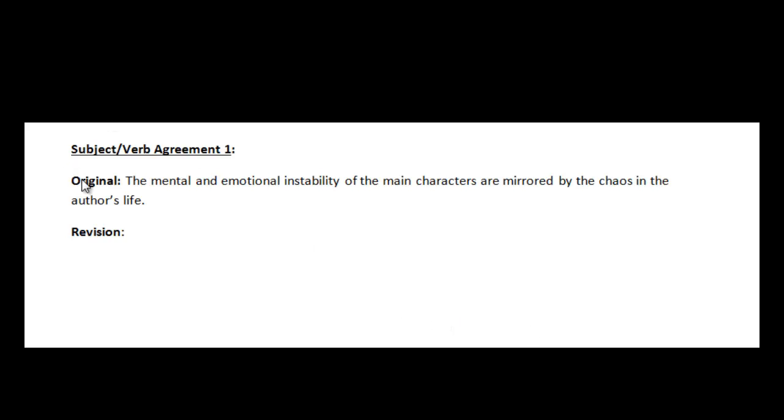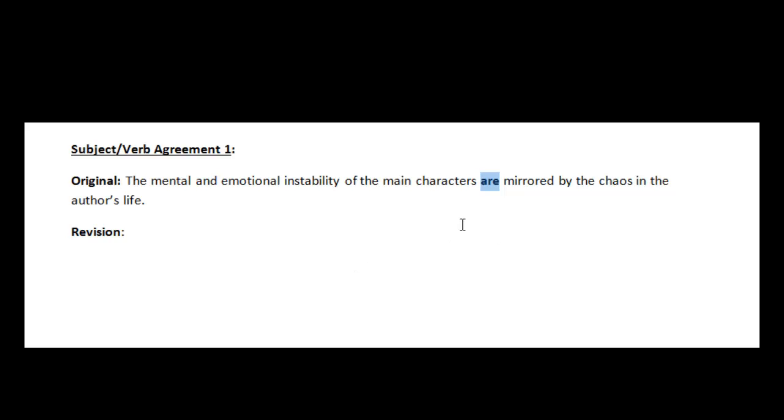So here's the original. "The mental and emotional instability of the main characters are mirrored by the chaos in the author's life." Now, the subject seems a bit hard to identify. There's a lot going on in the opening part of the sentence, but the verb, I'm pretty clear, is right here. It's the word "are."